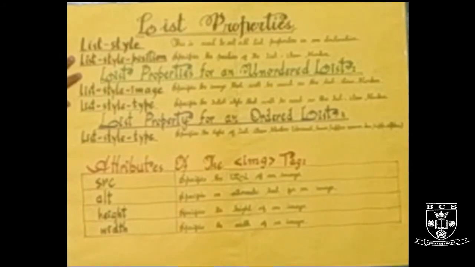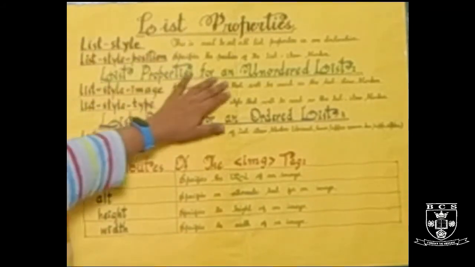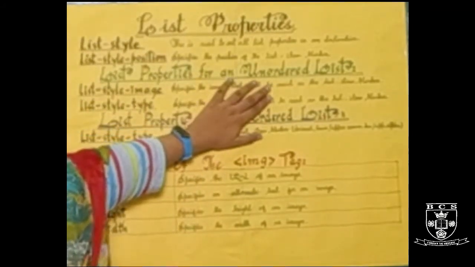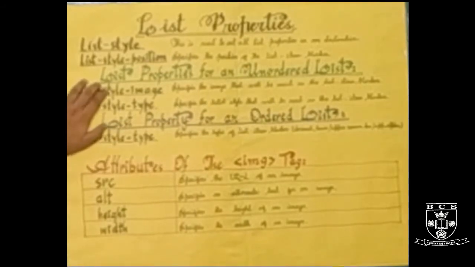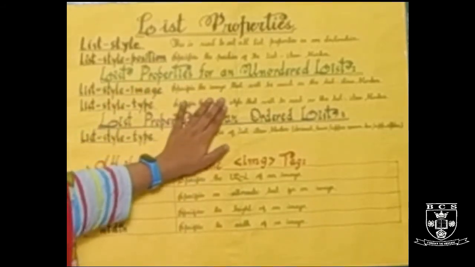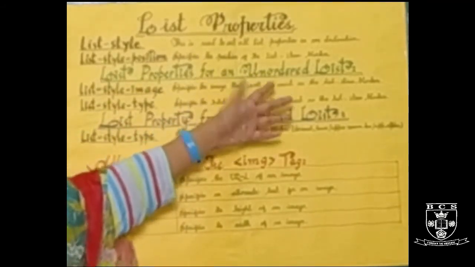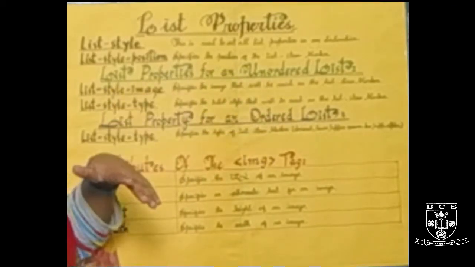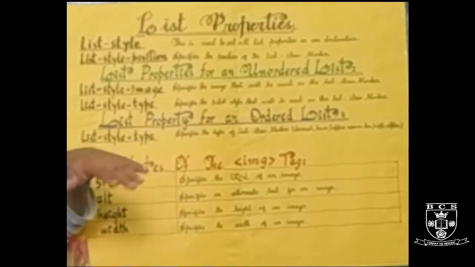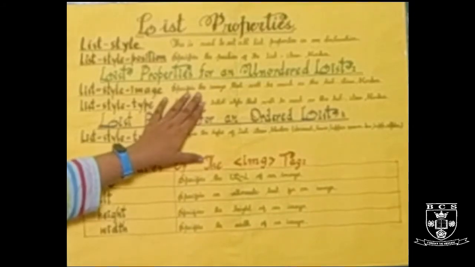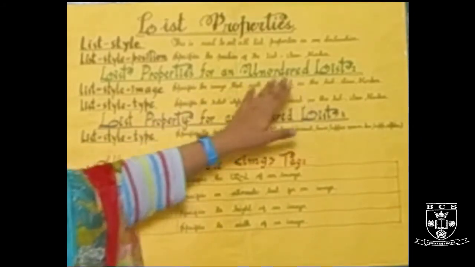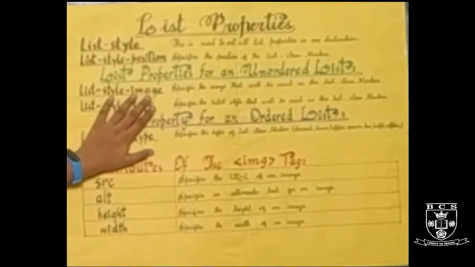Then I have mentioned the list properties for an unordered list. What about the unordered list? We may mention list style image. It specifies the image that will be used as the list item marker. Whatever picture we want to specify as the list item marker for an unordered list, we may insert with the help of this property.